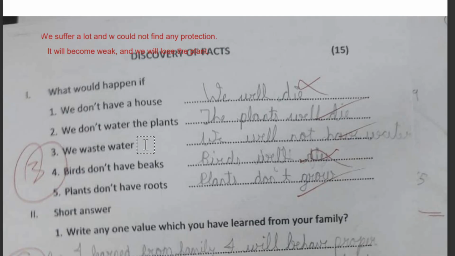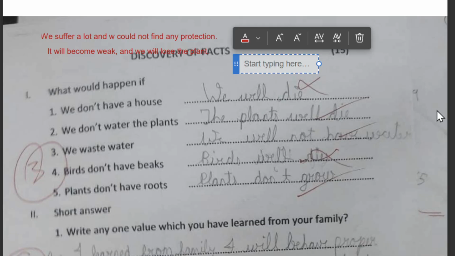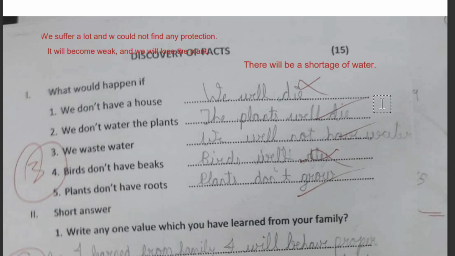Next, we waste water. So what will happen if we waste the water? If we waste the water, at one point of time there will be no water. So there will be a shortage of water and we will be searching for water everywhere. So the very important thing is we should not waste water, students.